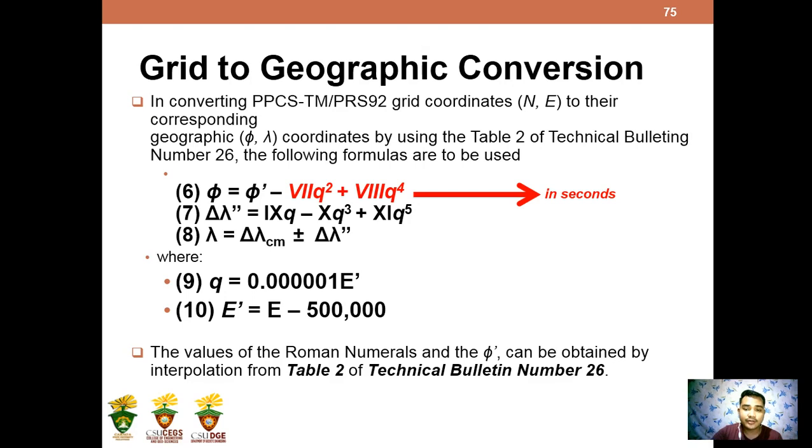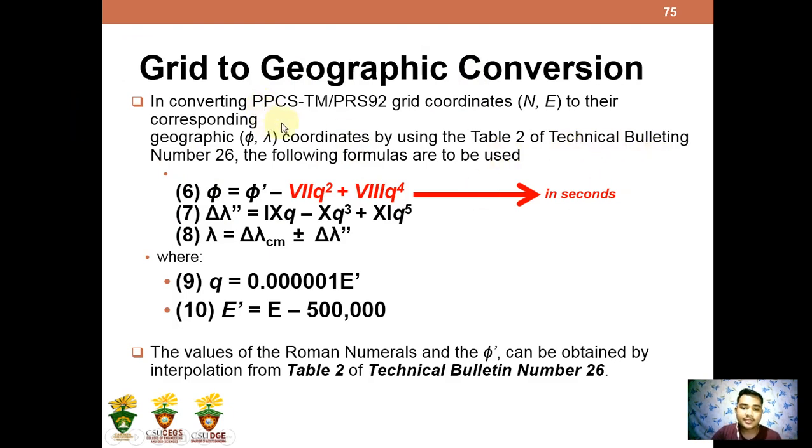Next is the grid to geographic conversion. In converting PPCS, TM, PRS 92 grid coordinates, which is northings and eastings, to their corresponding geographic, which is latitude and longitude coordinates, by using the table 2 of Technical Bulletin number 26, the following formulas are to be used. Muna siya ang formula. So basically class, ang purpose ani is i-convert na po nato, baliktad na siya sa gibuhat nato sa first slide, or last na to ang discuss.